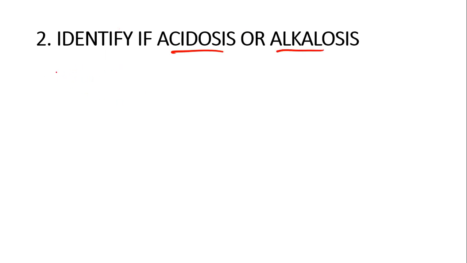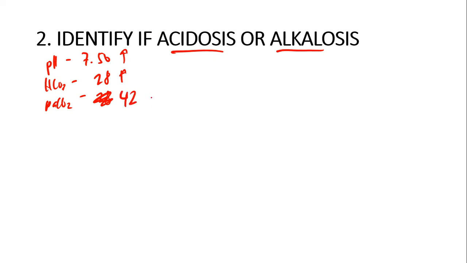For example, I will give an example: the pH is 7.50, bicarb is 28, and then we have a PaCO2 of, let's say, 28 also, right? So let's put in the arrows. This is arrow up, this is arrow up. Let's change this one, so let's make it simple. So this is 42, right? So this is arrow up, but this is considered as normal.